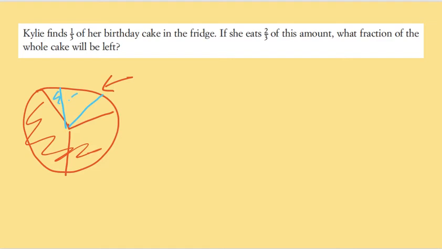2/3 of that amount. So we want to know how much of the cake she's got left. So if we're looking at that, she had a third left. And we said of this amount, of was times. So this is 2 on 3. So when we're doing multiplication, 1 times 2 is 2. 3 times 3 is 9. So I've got 2/9 of my cake left.